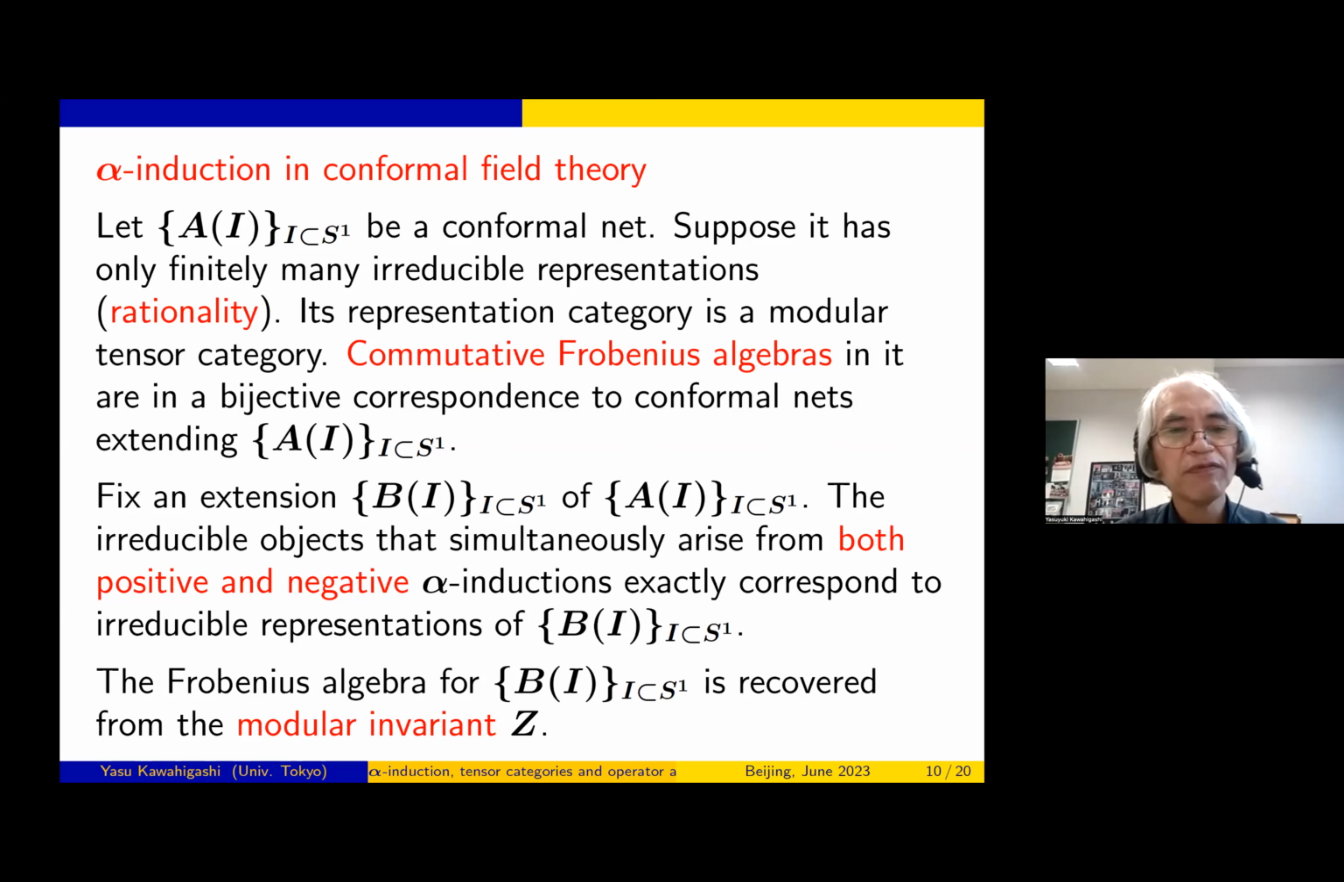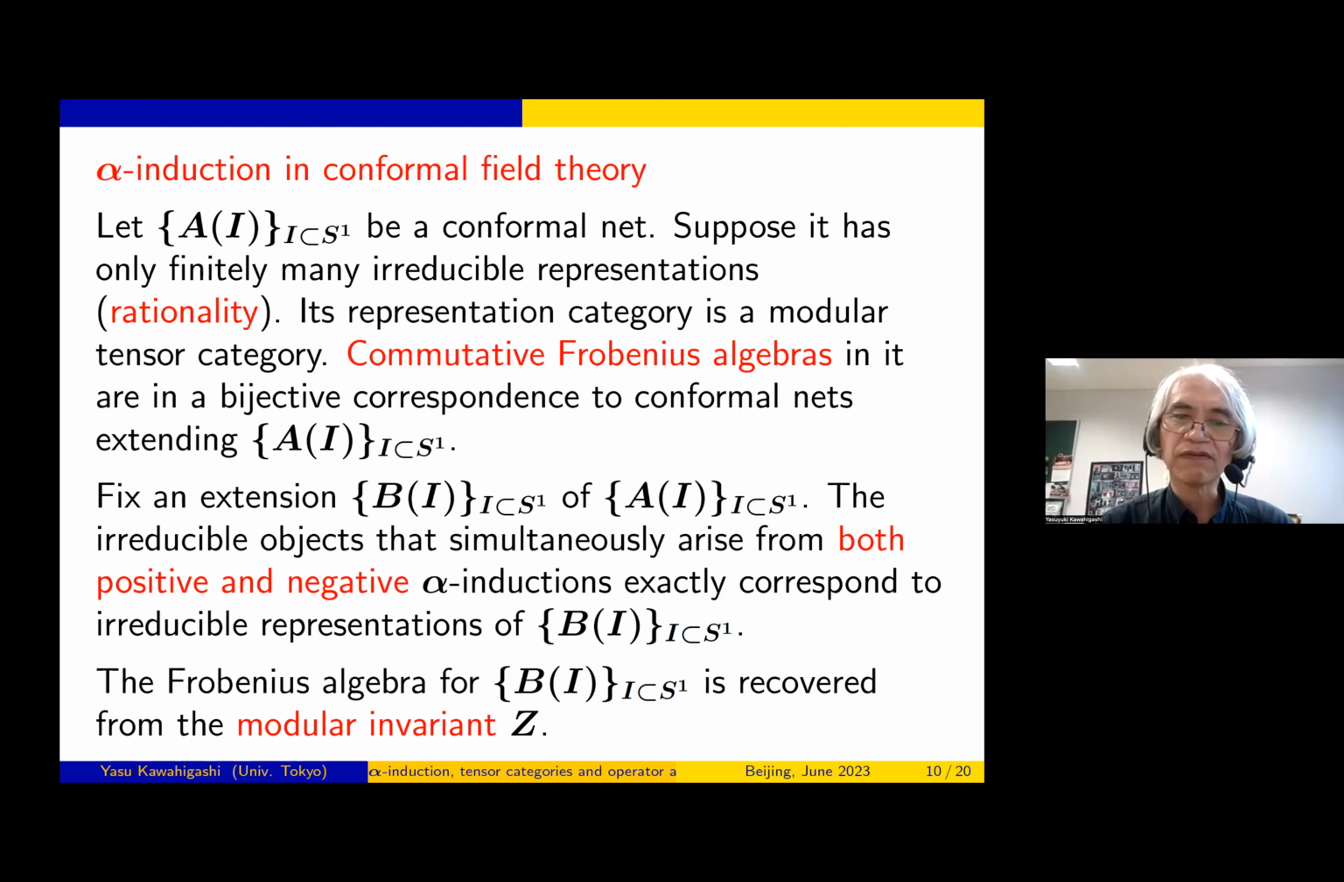Then fix one extension B of I of A of I. The irreducible objects that simultaneously arise from positive induction and negative induction exactly correspond to irreducible representations of B of I. So in the classical setting, induced representations really arise from this induction procedure, but here we have a more subtle situation.